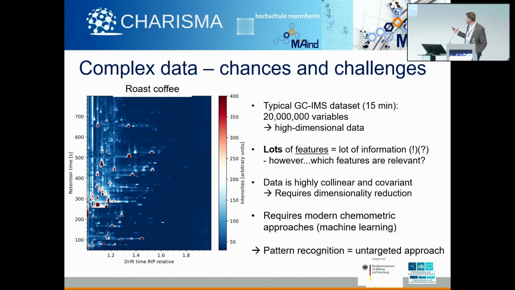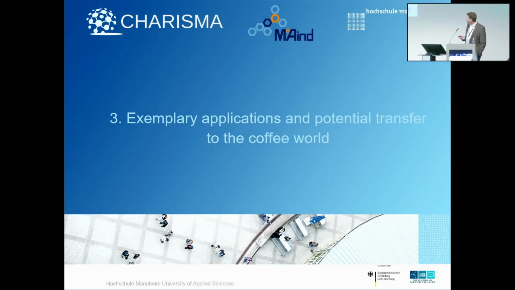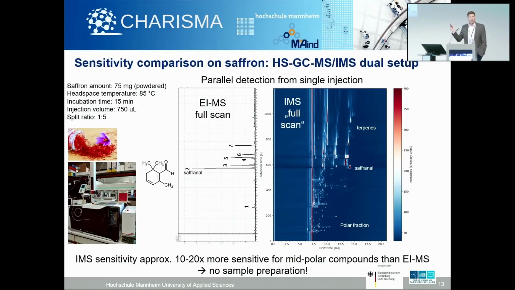Okay, so to keep that really simple, we need modern chemometric approaches for that. And basically, this is a pattern recognition approach. So I have brought a couple of applications and their potential transfer to the coffee world. I have to apologize first, because what I'm going to show here is saffron. It's not coffee. But we're doing quite some extensive research on coffee. I have a colleague from Iran who is really profound in saffron and has sources of authentic samples, which is really interesting in that field.